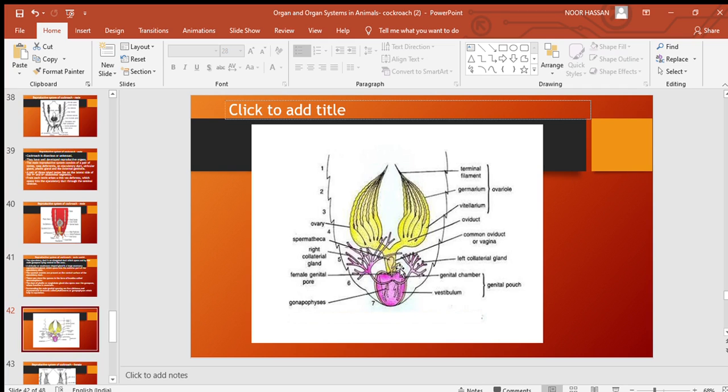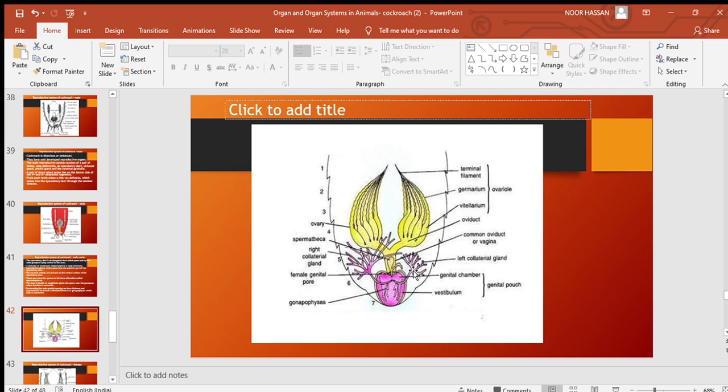So this is about the ovaries, which consist of 8 pairs of ovarioles, inside which ova are developing, and the oviducts, which arise from each ovary. They join together to form a common oviduct, which is also called the vagina. One more structure present in this vagina is called the spermatheca.